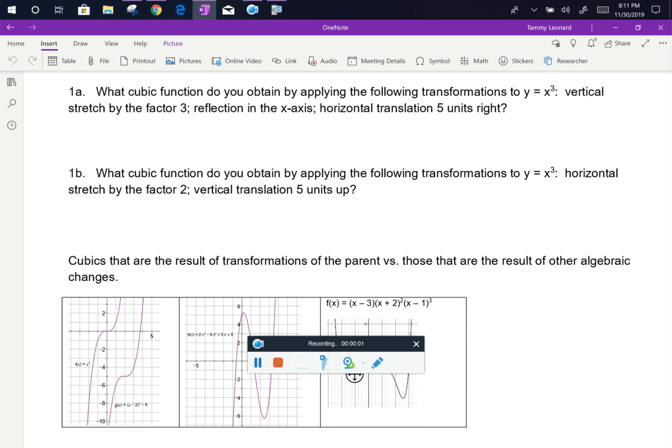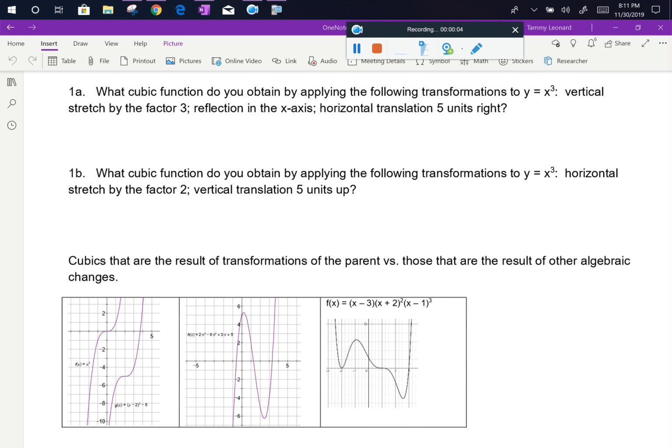As we've seen in other units, we can apply transformations to create new polynomial functions. In 1a, we're asked, what cubic function do you obtain by applying the following transformations to y equals x cubed? A vertical stretch by a factor of 3 is going to result in a multiplier of 3. A reflection in the x-axis is going to be shown with a negative in front of that 3.